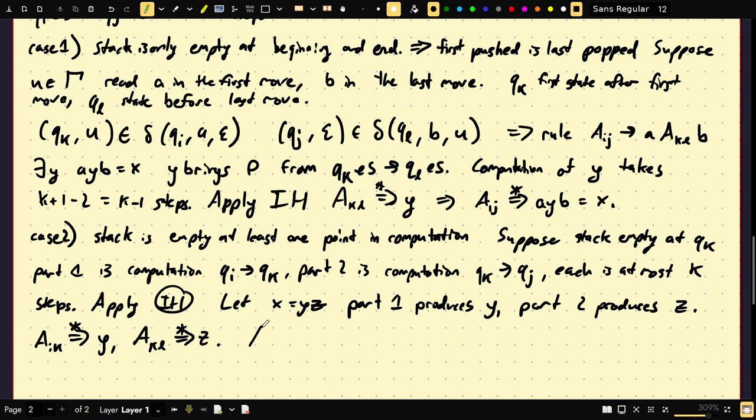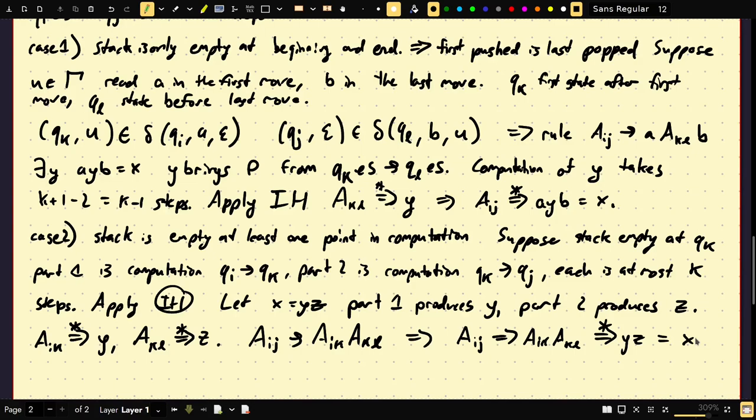So then, because we have the rule AIJ goes to AIK AKL, this whole thing implies that AIJ will produce yz, right? Well, I'll write it this way: AIJ will, in one step, produce AIK AKL, which in who knows how many steps will produce yz, which is equal to x. So AIJ does end up producing x. Wow, okay, that was an intense proof.